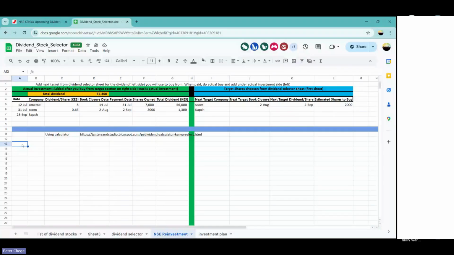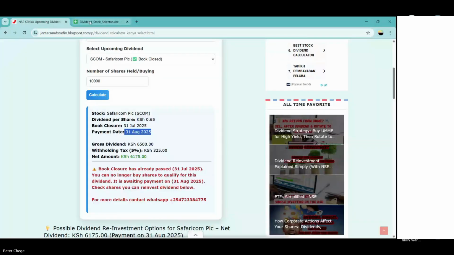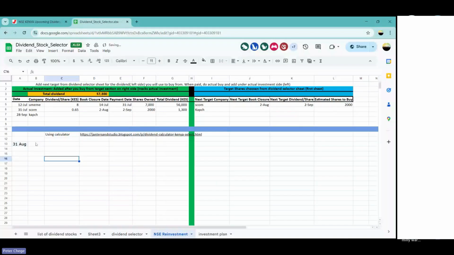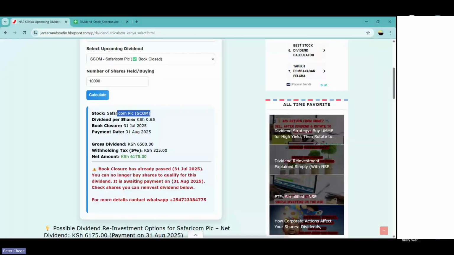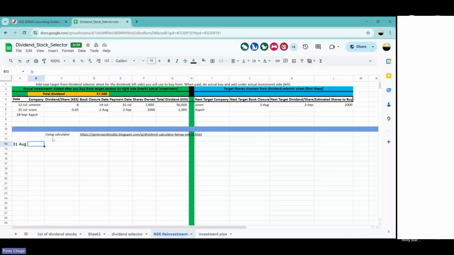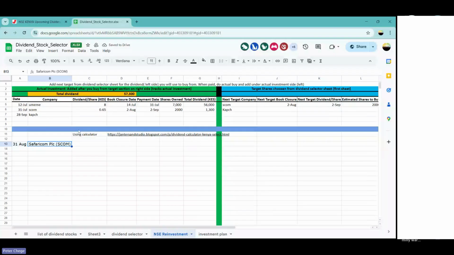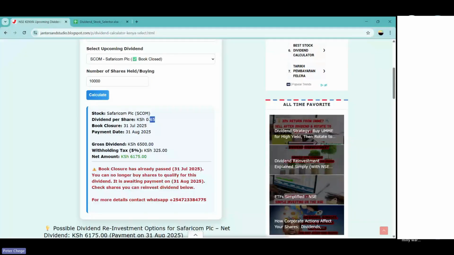Sorry. Let me copy, paste. So that's the date you receive your dividend. From which company? It is Safaricom. So you can copy this name. Then you paste it under the name. Let me expand that. Then dividend per share, Safaricom. Again, the calculator has everything. Just pick the figure. Your work is just to copy paste.